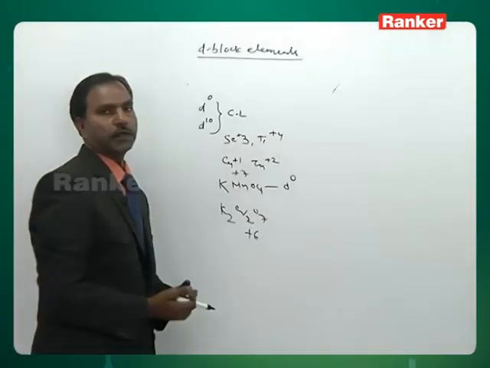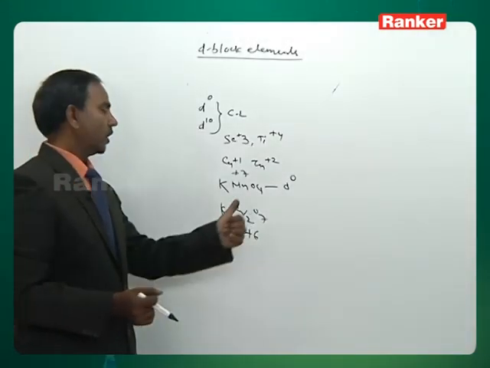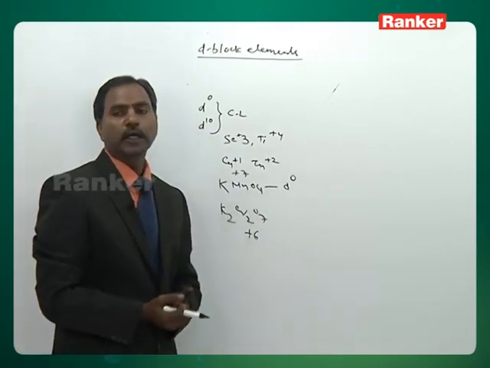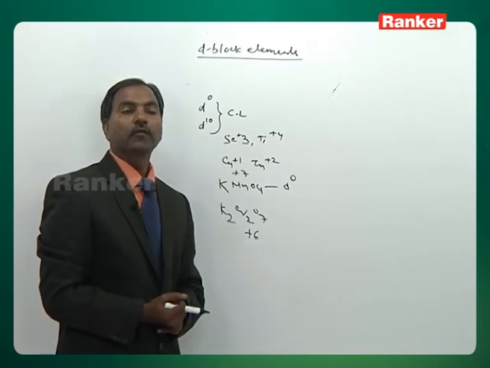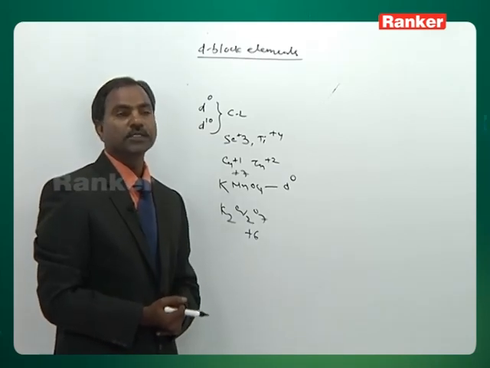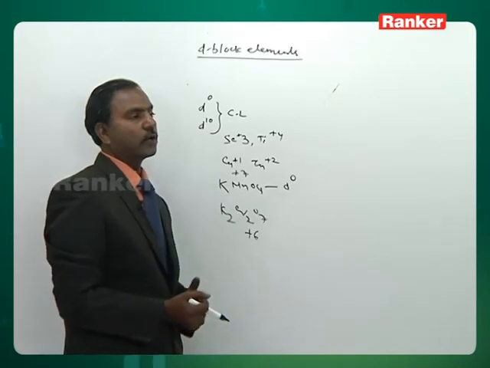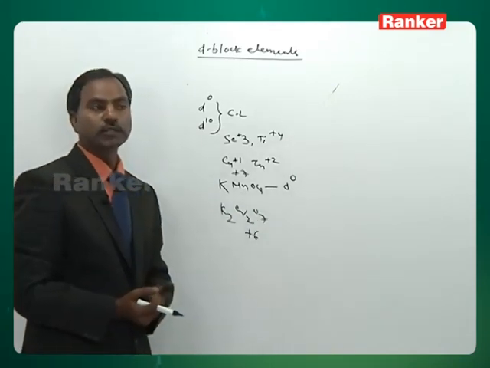D0 configuration. So what is the electronic configuration of manganese? 25 means D5S2. How many electrons are there in the valence and penultimate shell, D and S? 7 electrons. It is losing all the 7 electrons. It is becoming what? Equal to 0.